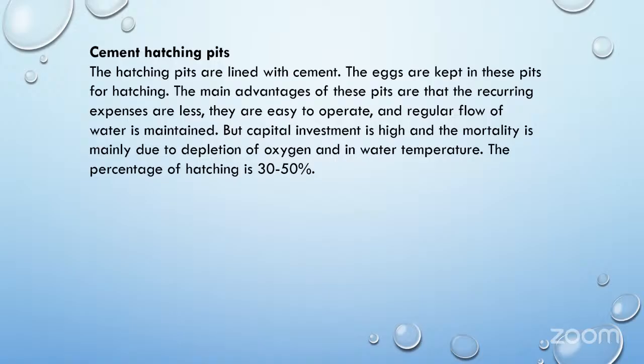The hatching pits are lined with cement. The eggs are kept in these pits for hatching. The main advantage of these pits is that the recurring expenses are less. They are easy to operate and regular flow of water is maintained. But capital investment is high and the mortality is mainly due to depletion of oxygen and rise in water temperature. The percentage of hatching is 30 to 50 percent.